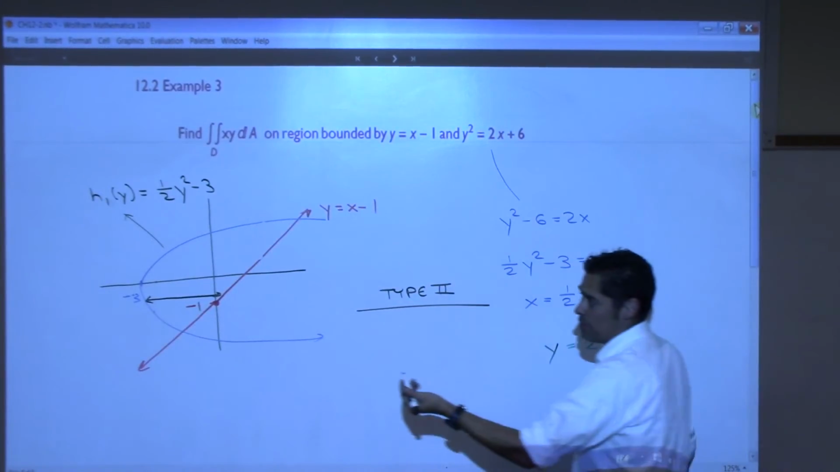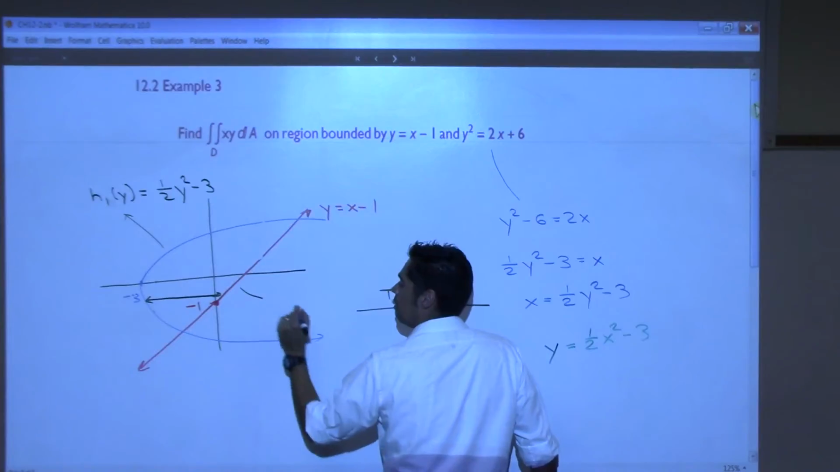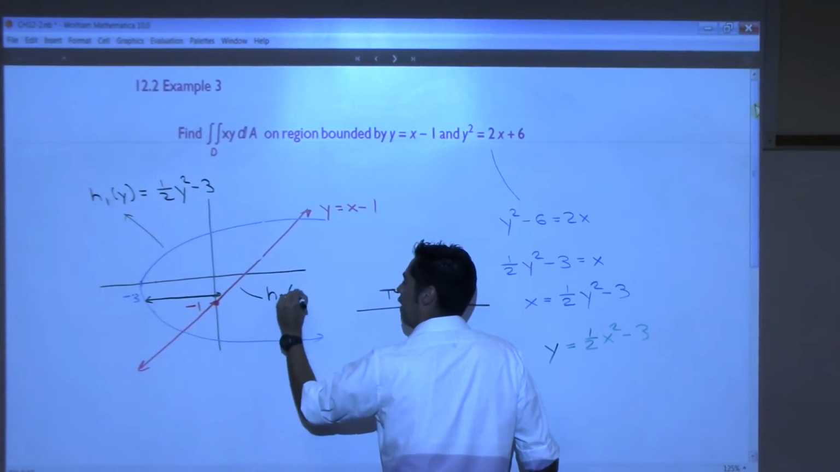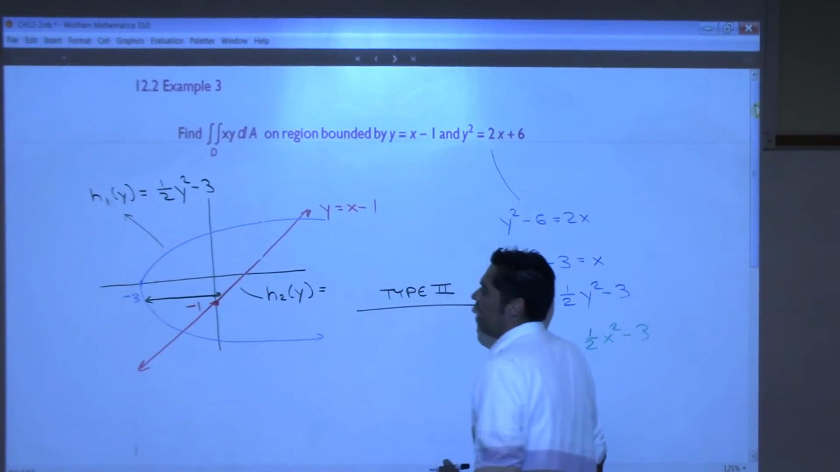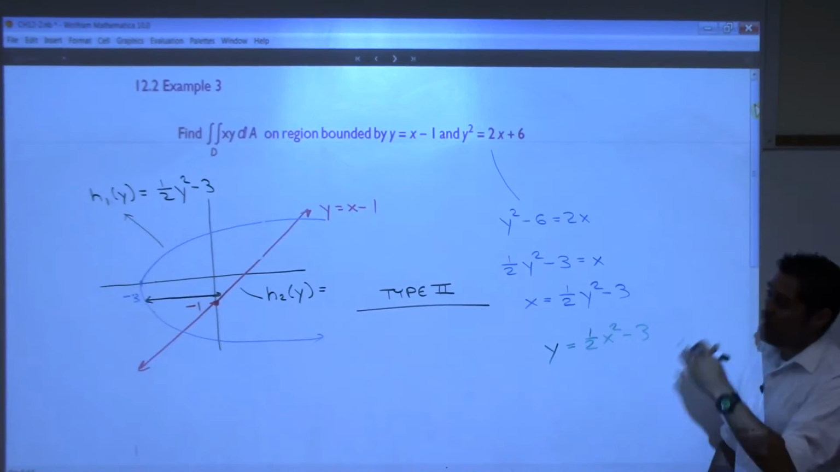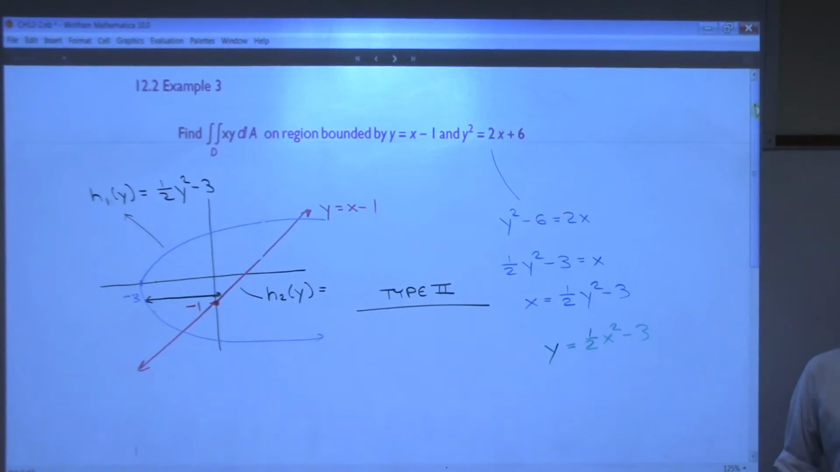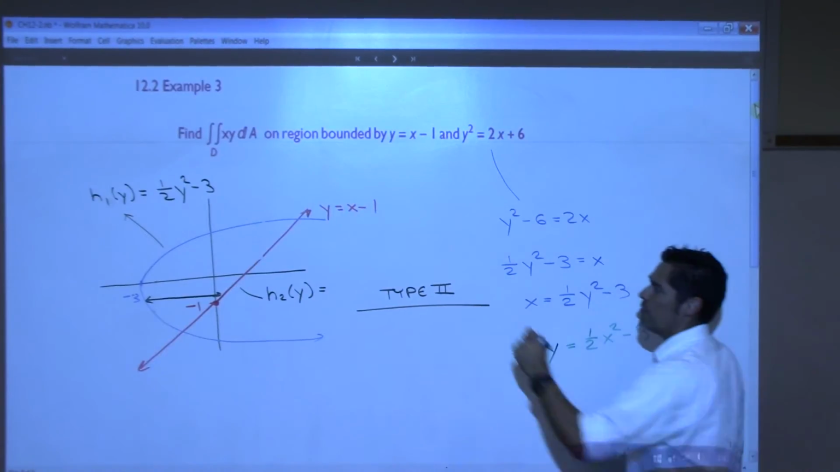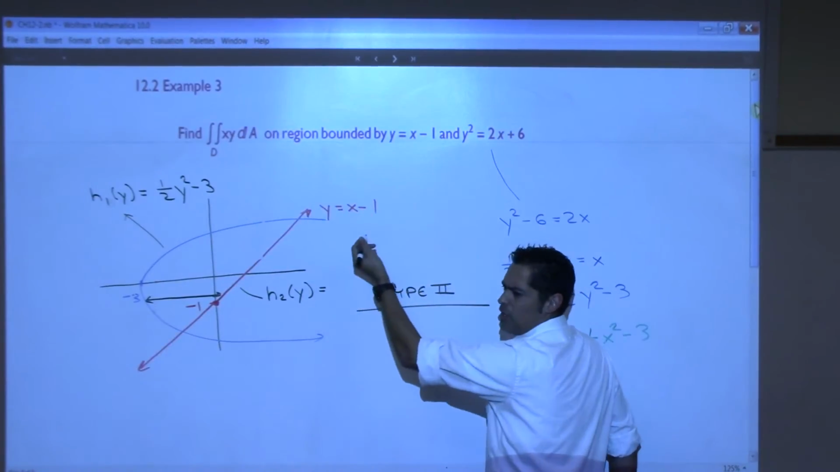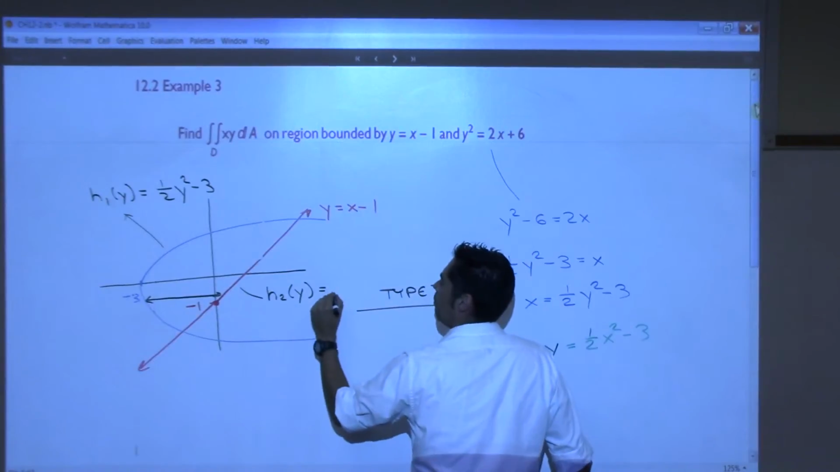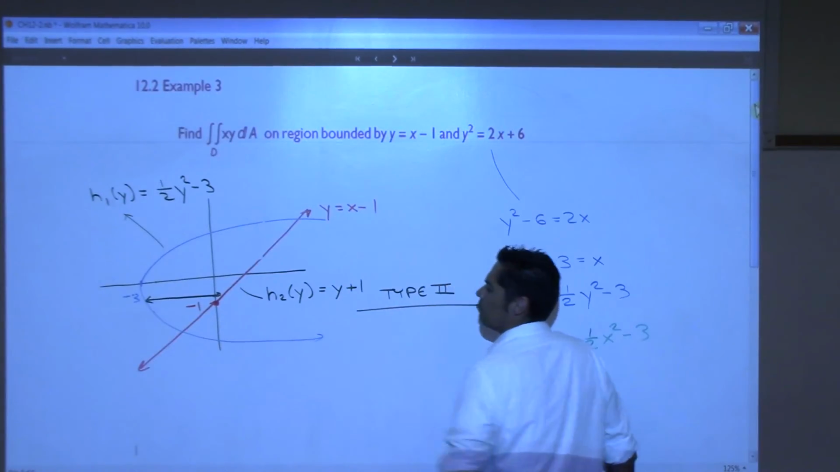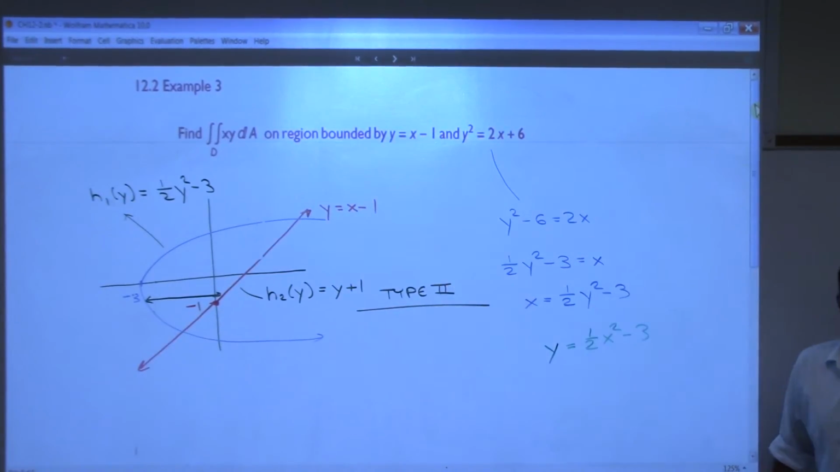Then this red one, which is our right bound, is our h sub 2 of y. And that is the line solved for x, which we hadn't done, had we? We hadn't solved this for x, but we could. Y plus 1. Y plus 1, right?